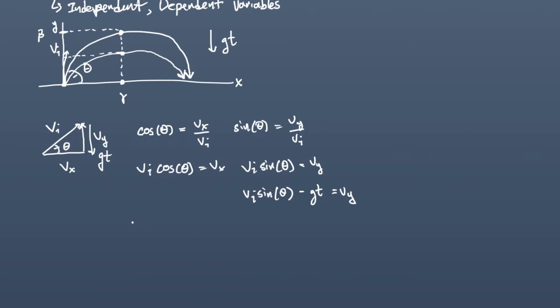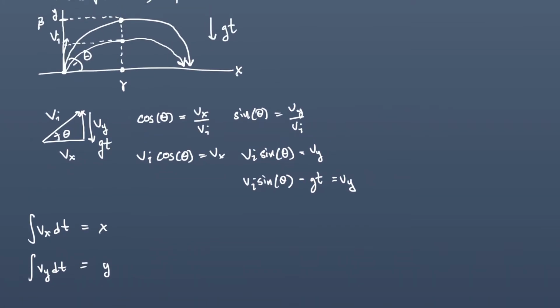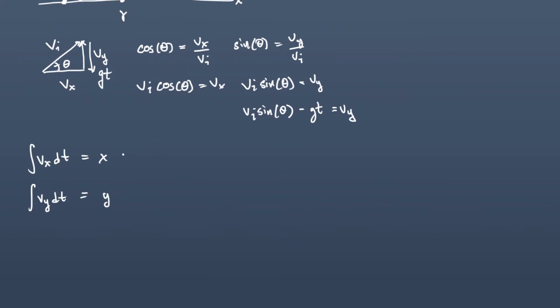All right, so now here's where the calculus comes into play. What I want to do is integrate these. If I take the integral of Vx with respect to time, I get position, I get x. Likewise, if I integrate the velocity in the y direction with respect to time, I get my y coordinate. And these here are the coordinates along our xy axis. And what do we get when we integrate this? So what we're going to get is we're going to have to integrate this.